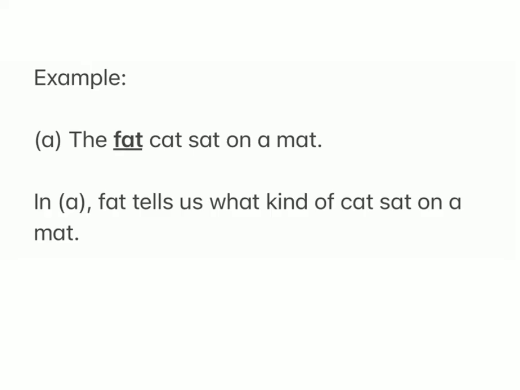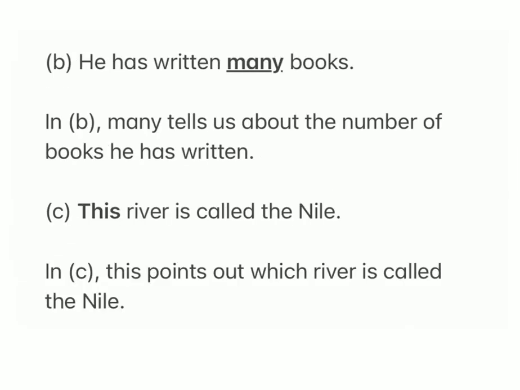Example, A. The fat cat sat on a mat. In A, fat tells us what kind of cat sat on a mat. B. He has written many books. In B, many tells us about the number of books he has written. C. This river is called the Nile. In C, this points out which river is called the Nile.